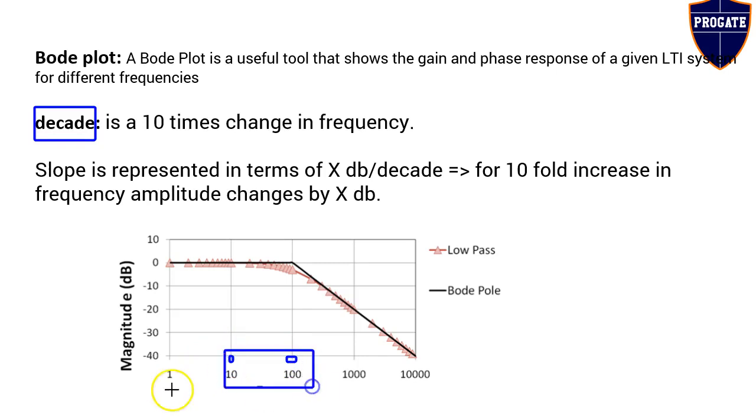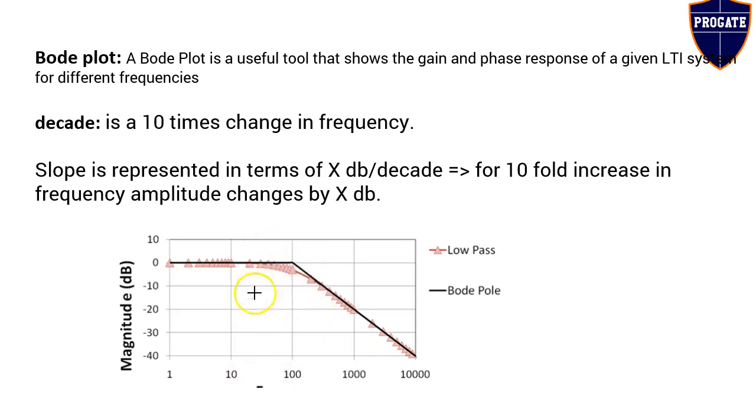That is, if you multiply 10 by 10, you get 100. If you multiply 100 by another 10, you get 1000. That is, at equidistant intervals, a 10 times change in frequency is represented.